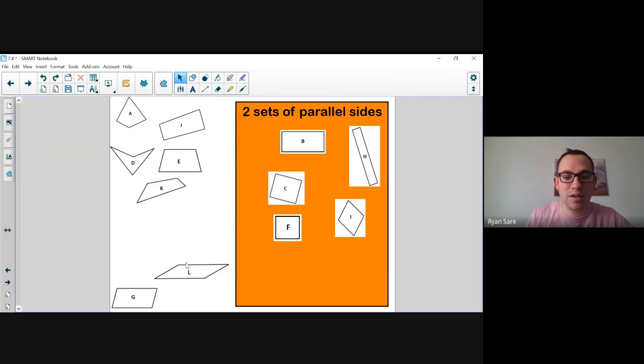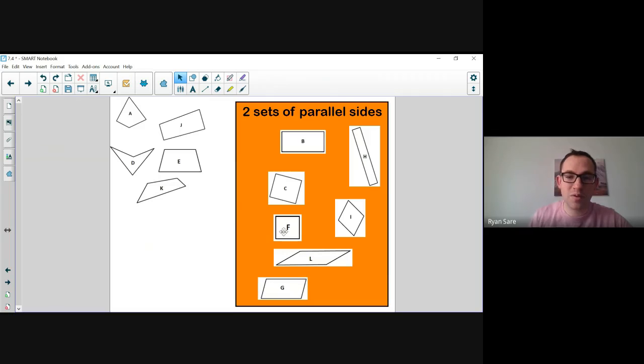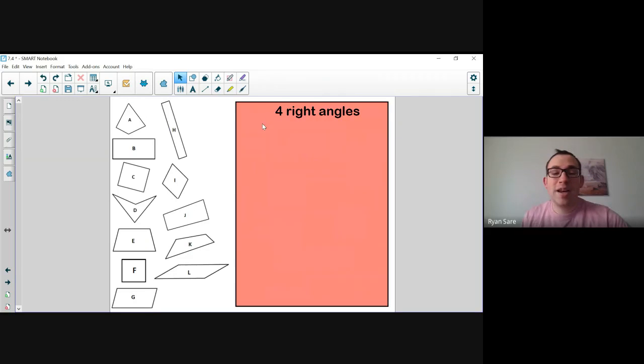This one looks like it would work. This one looks like it would work. And our friend G looks like it would work. So these shapes all have 2 sets of parallel lines. Next, 4 right angles. Now, if they only have 1 right angle, then we don't care.